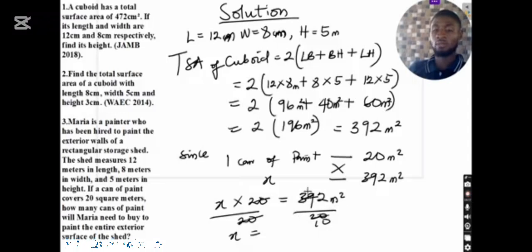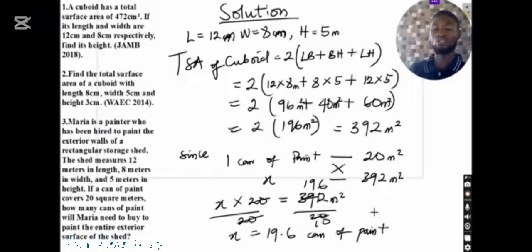Dividing, that is 196 divided by 10, and that is 19.6. Understood what we did today?